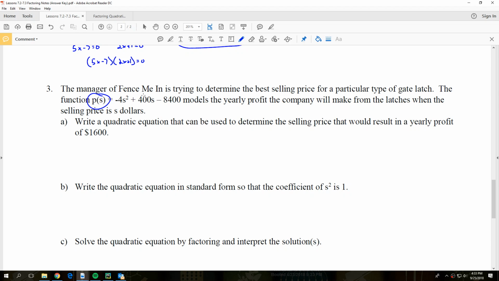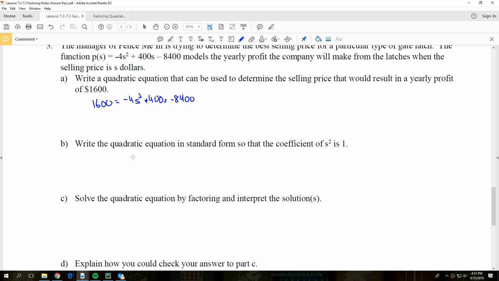Remember, this gives you the yearly profit. So in this case, P of S will be 1,600. All right, so in this case, we have 1,600 is equal to -4s squared plus 400s minus 8,400. Okay, and so in order to put this into standard form, I just have to set this thing equal to 0, right? And that's the next problem here. So I'm going to subtract 1,600.